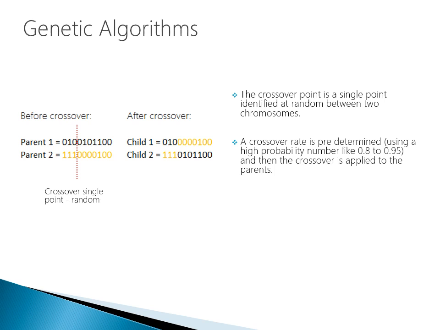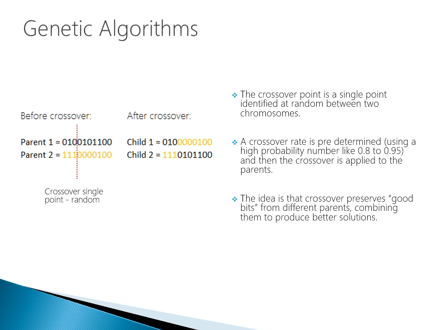A crossover rate is predetermined, and when we predetermine this, we use a high probability number like 0.8 or 0.95, and then the crossover is applied to the parents. The idea is that crossover preserves good bits from different parents, combining them to produce better solutions.